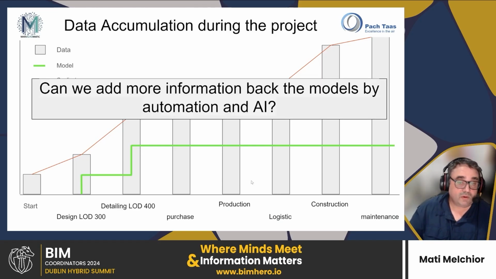And the question is, can we add more information back to the model by automation and AI, and in this way keep the model as the first source of data? This is a good question.